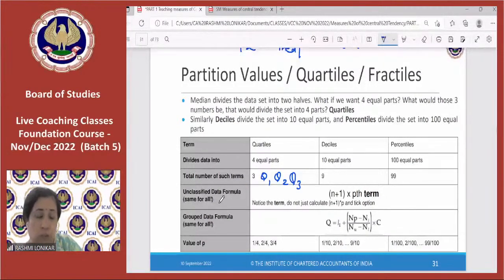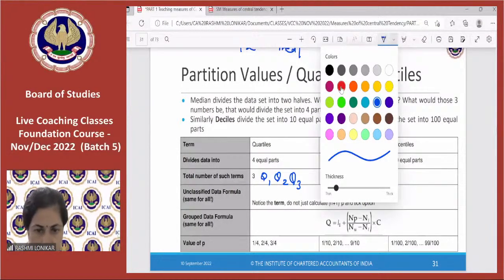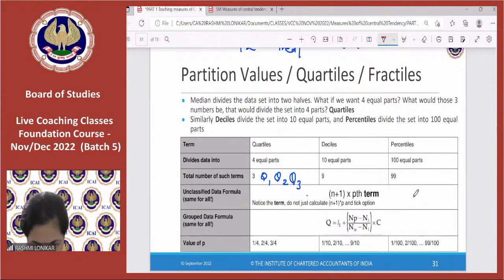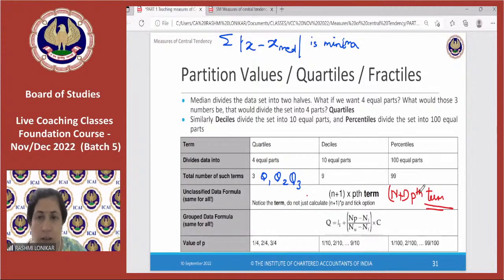When you are calculating for unclassified data, that is discrete data, this is the important thing. This is very important: it is the (n plus 1) p-th term, and the important word is term. So you have to first find (n plus 1) into p, and then whatever you get, that term you have to use as your quartile or percentile or decile.